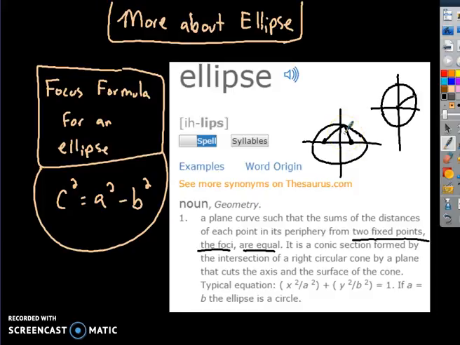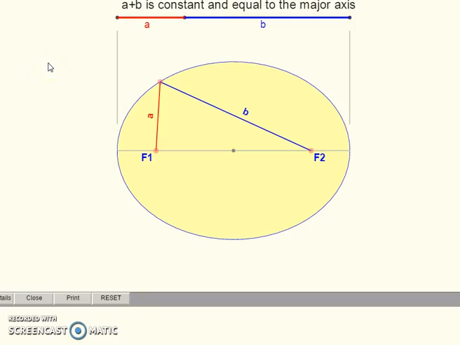So let's look at it a different way, to try to explain it better. You notice A here is this red segment, and the same A value here, the same length. The blue segment here is B, and the same length here. And what we know is, in an ellipse, A plus B will be constant, and that constant will always be equal to the major axis.